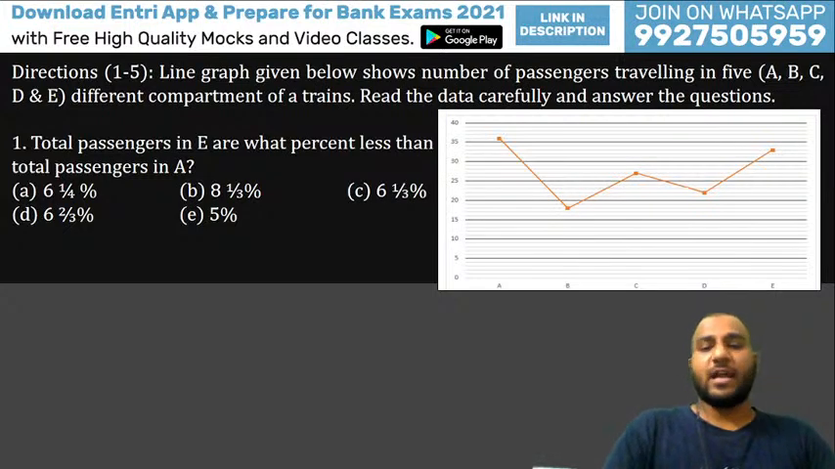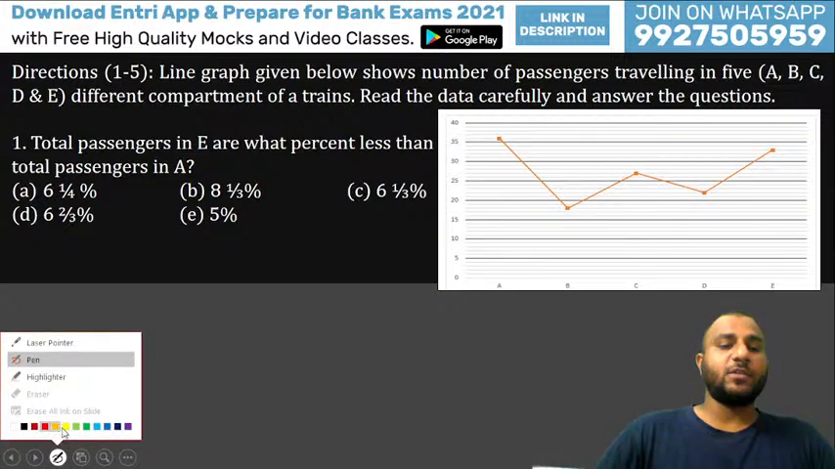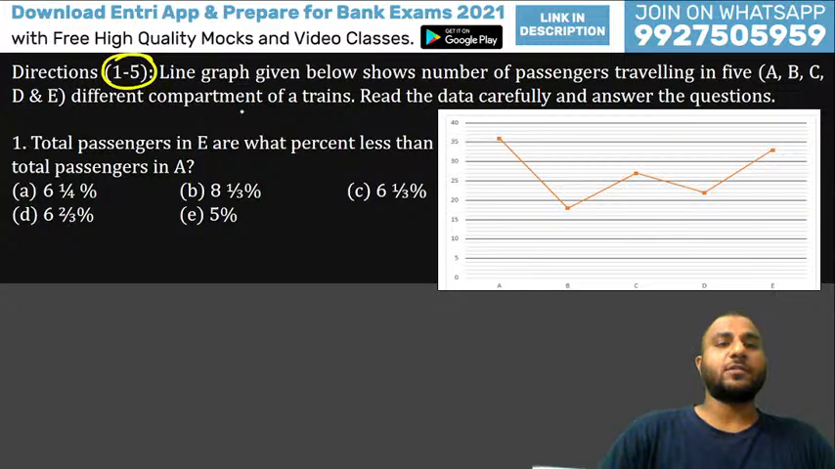Okay, so let's start this session. As you all know, the first question is a set of DI, which means you will have 5 questions. The line graph given below shows the number of passengers traveling in A, B, C, D, E, different compartments of a train. Read the data carefully and answer the questions.